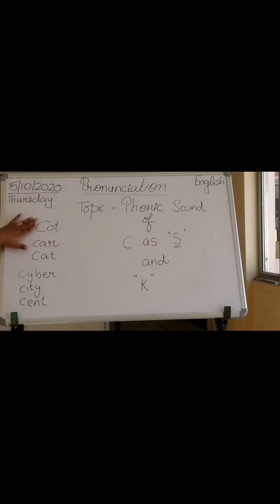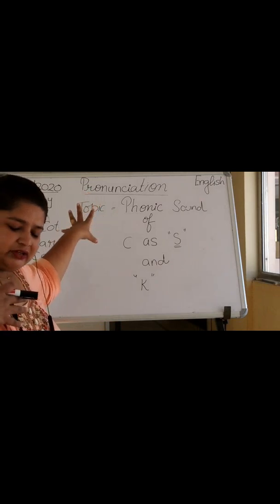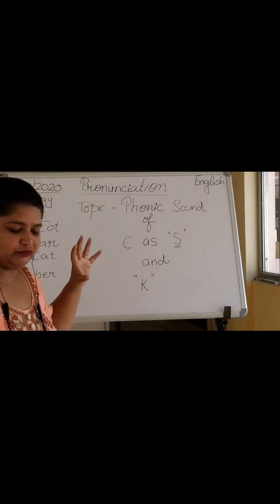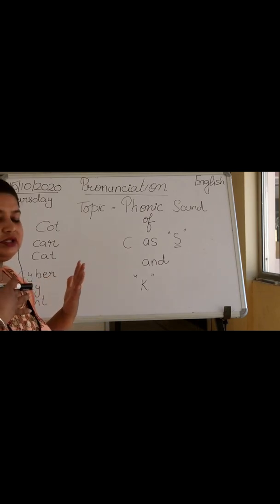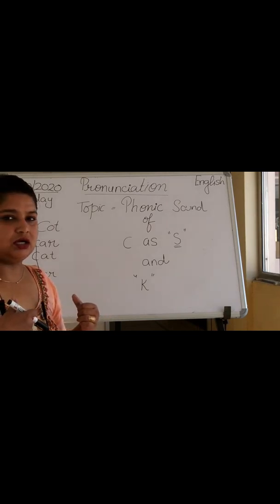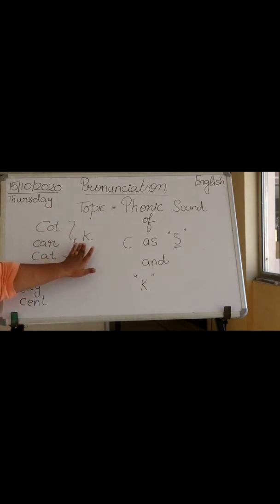So here, cot, car, cat. Now close your eyes and feel. Remember once again these words as cot, car, cat. The first sound these words are producing is K. So the first sound here C is producing is K.